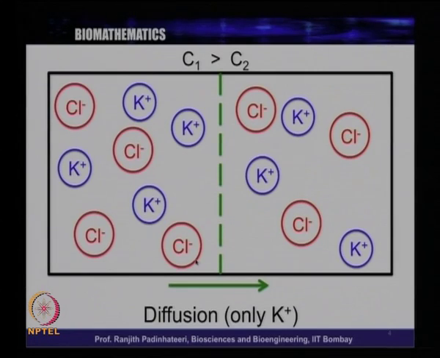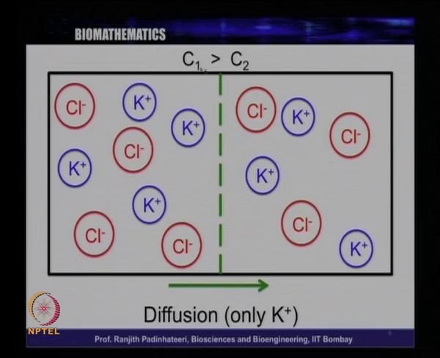It does not allow both K plus and Cl minus to go through. It only allows K plus to go through either way. K plus can go from here to here and here to here. Whichever is permitted by the laws of physics, it will go that way. If it is pulled in this way, it will go this way. If it is pulled this way, it will go this way. So, now we have to see the physics and find out which way it is going.